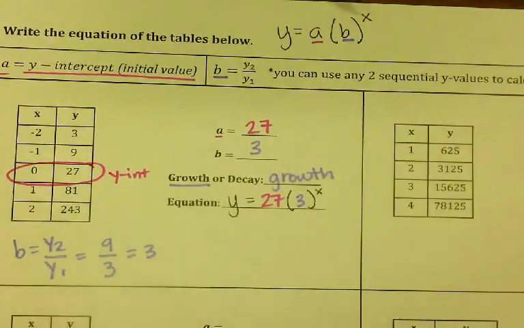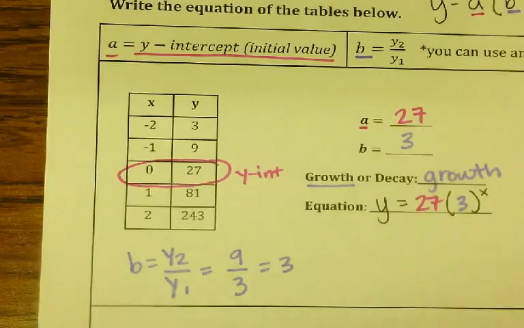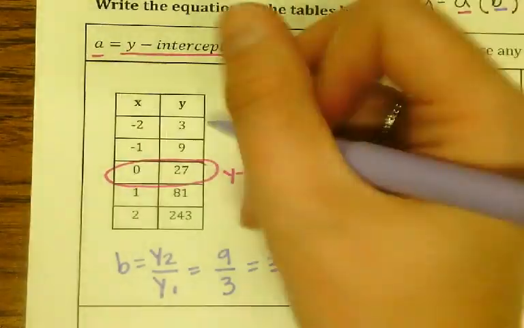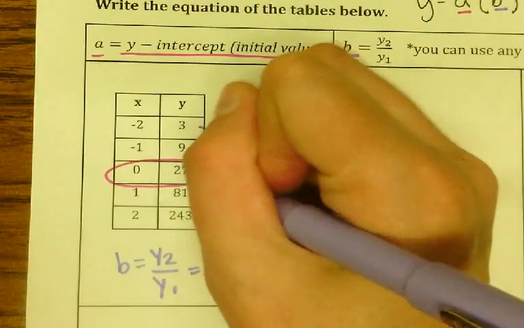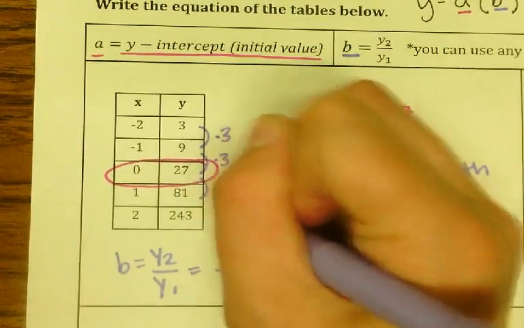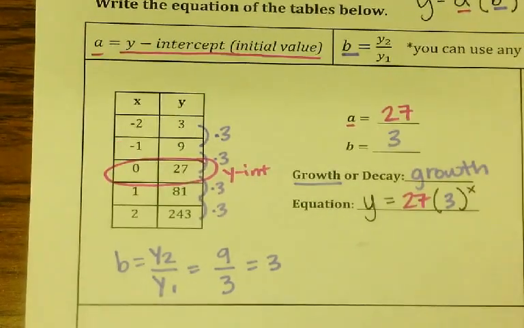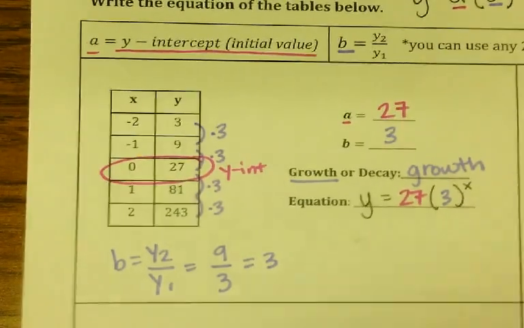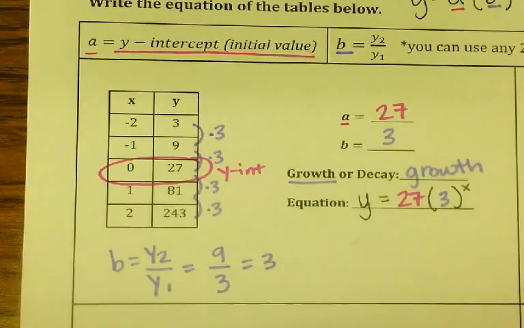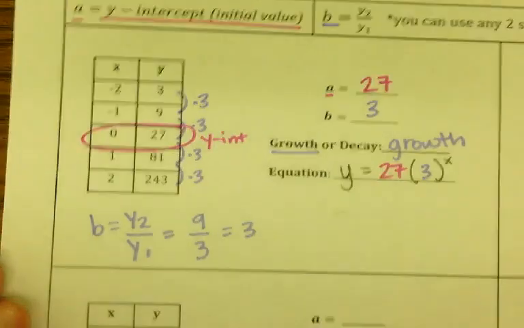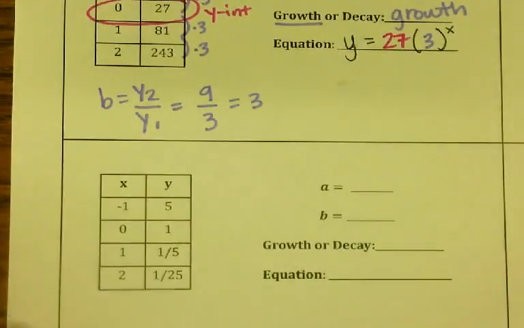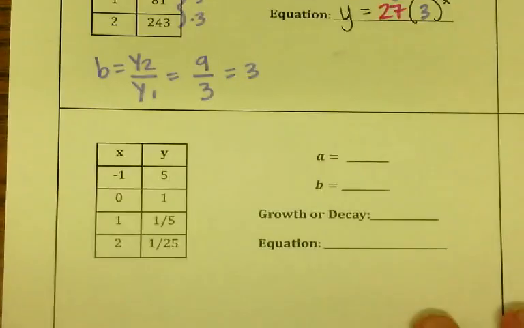Excellent. So, guys, what I want you to notice as well is that b value, that is what we are multiplying by every time. We are multiplying by 3 to get to the next value. So, guys, that b value is that growth factor because we're multiplying by 3 every time. Excellent. And then, guys, I'm going to jump down here to talk about this next one.